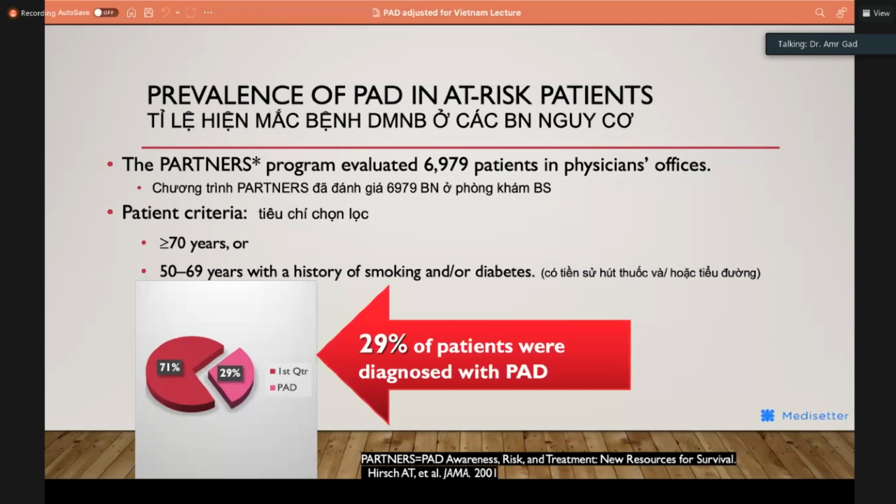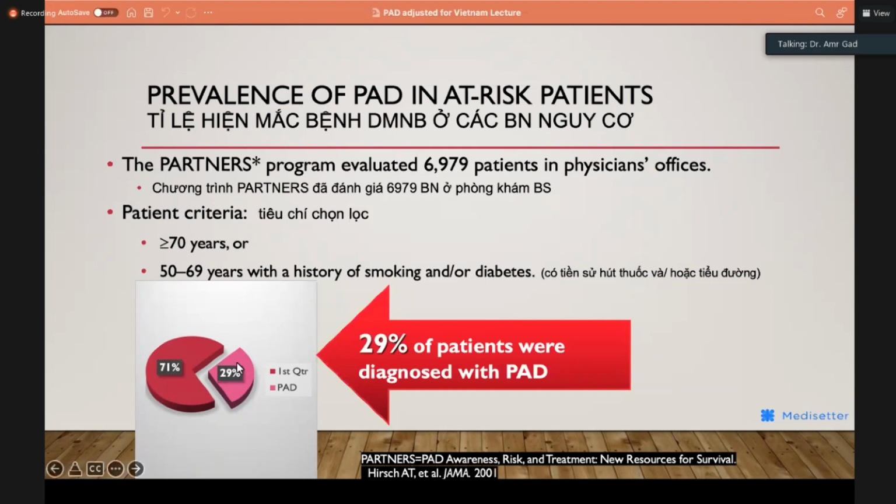We will see here the prevalence of peripheral arterial disease, or peripheral vascular disease, in at-risk patients. In patients at risk, how much is the prevalence? There was a big study called the PARTNERS program, which evaluated 6,979 patients for peripheral vascular disease. The criteria for choosing were: is the patient above 70 years or not? Or is he between 50 and 69 years old with a history of smoking or diabetes, which, as we said, are the two main factors.